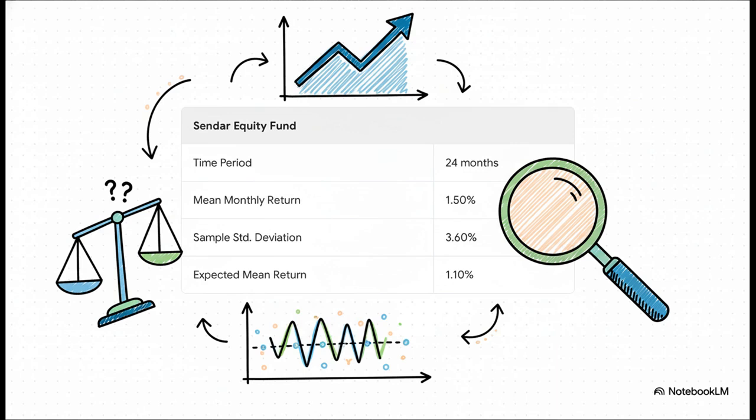All right, here's the evidence file. Over the last 2 years, the Sendar Fund has averaged a 1.5% return per month. Pretty good. Now, based on its risk and style, we would have only expected it to make about 1.1% a month. So yeah, on the surface, it looks like a winner. But, and this is a big but, look at that standard deviation, 3.6%. That tells us there's a lot of volatility, a lot of noise. So is that extra 0.4% performance genuine skill? Or could it just be random chance from all that bouncing around?